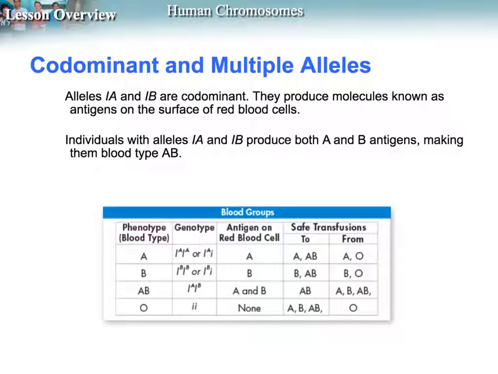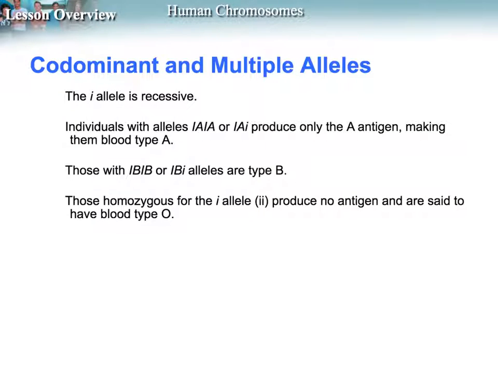Alleles IA and IB are codominant. They produce molecules known as antigens on the surface of red blood cells. Individuals with alleles IA and IB produce both A and B antigens, making them blood type AB. The little i allele is recessive. Individuals with alleles IA IA or IA little i produce only the A antigen, making them blood type A. Those with IB IB or IB little i alleles are type B. Those homozygous for the little i allele produce no antigen and are said to be blood type O.